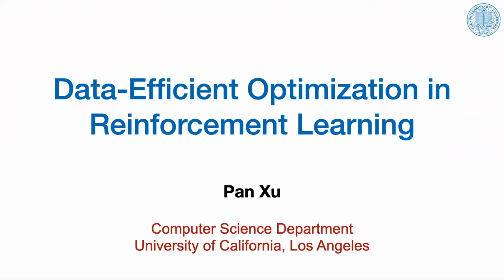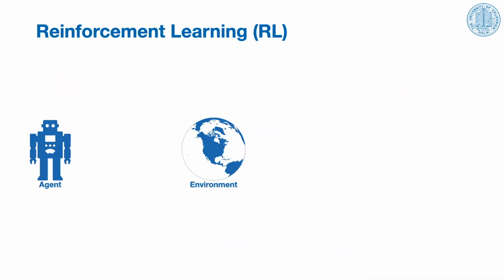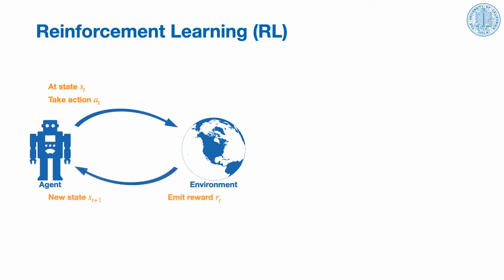In this video, I will present you our recent work on data-efficient optimization algorithms for reinforcement learning. RL is a sequential decision process where an agent interacts with the unknown environment to maximize its reward. In particular, at time t, the agent is at state s_t and chooses an action a_t. Then the agent will observe a reward r_t from the unknown environment, and it will reach a new state s_{t+1}.